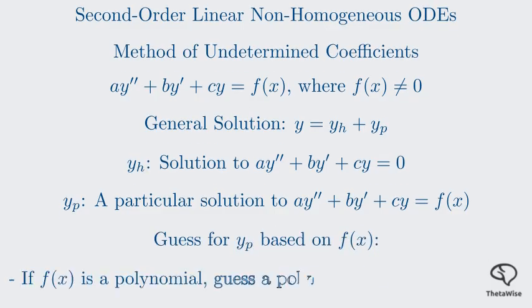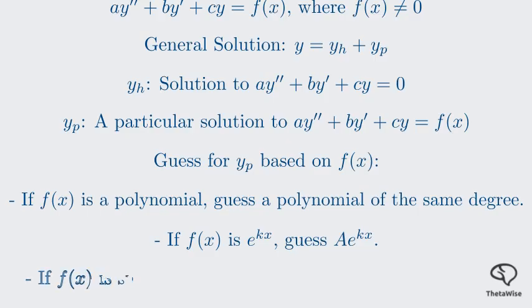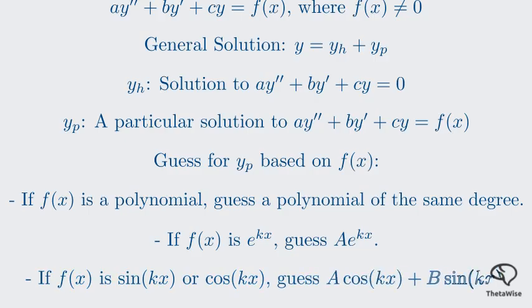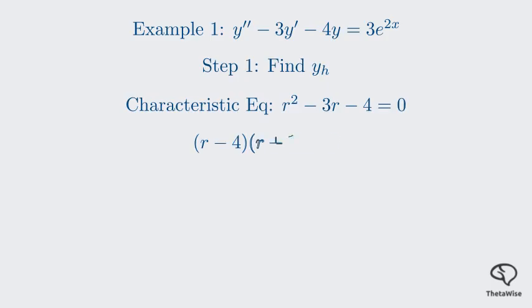If f of x is a polynomial, we guess a polynomial of the same degree. If f of x is an exponential, we guess an exponential. If f of x is a sine or cosine, we guess a combination of both. Let's solve an example. y double prime minus 3y prime minus 4y equals 3e to the 2x. Step 1. Find the homogeneous solution, y sub h.